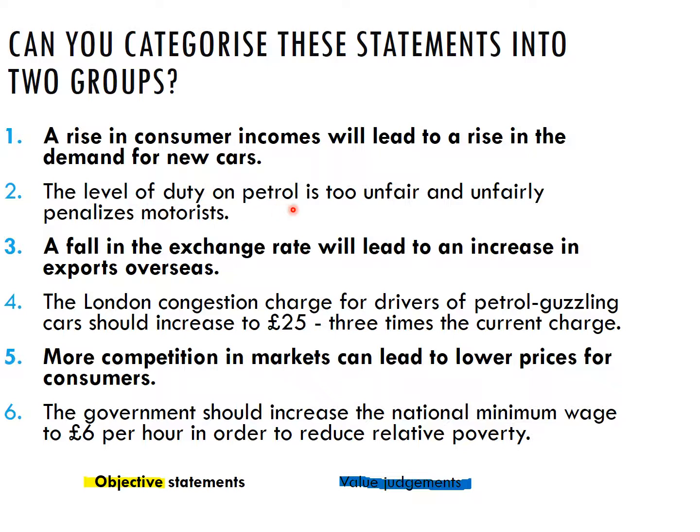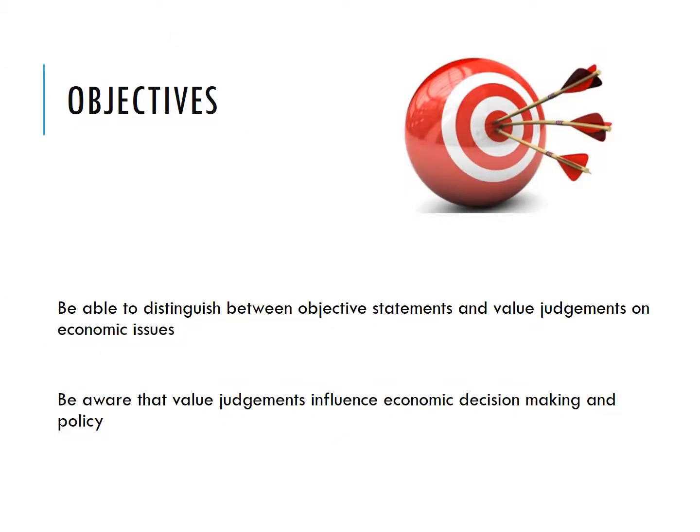The level of duty on petrol is too unfair. How can we prove whether something is unfair or not? So we can't prove this with facts. The government should increase the national minimum wage. Well, how can we prove whether they should or shouldn't? Again, this is based on opinion, a value judgment. And in economics, we distinguish between these two. We distinguish between objective statements and value judgments. And we're going to have a look at that now.